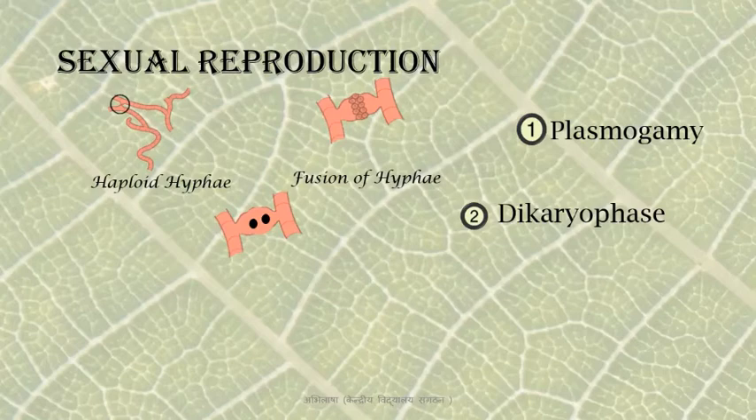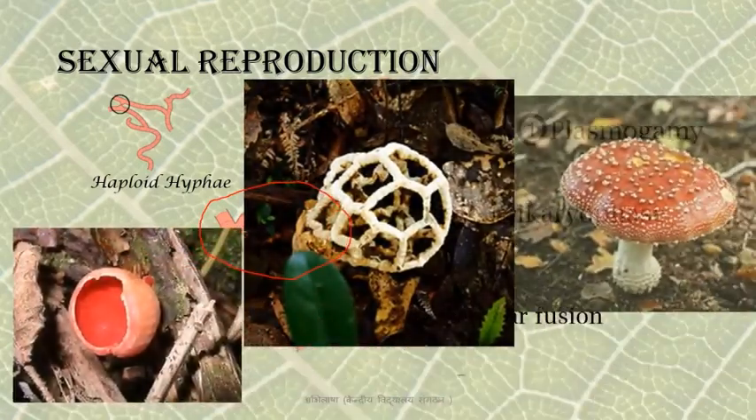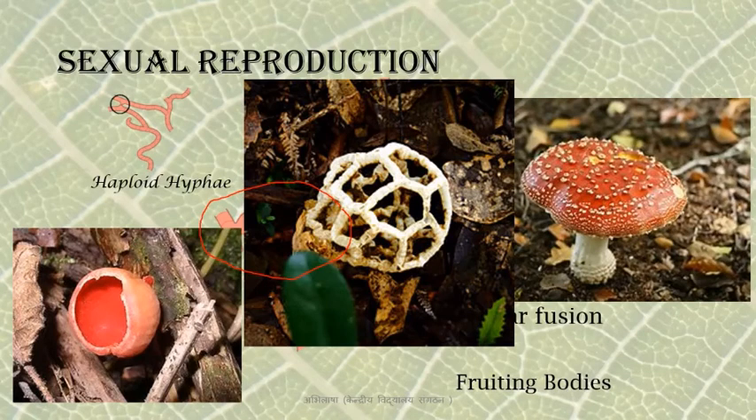Now this dikaryophase is an important criterion in classification of fungi. In fact, the mode of reproduction itself is the primary criterion in fungi classification. Either way, the nuclear fusion occurs forming a diploid structure. These structures are known as fruiting bodies and can look like these. Again, the structure of fruiting bodies is an important classification criterion.